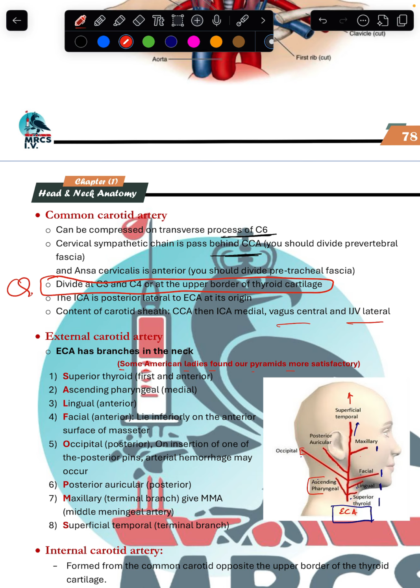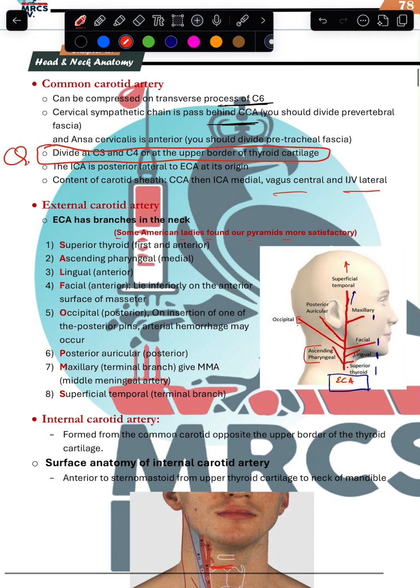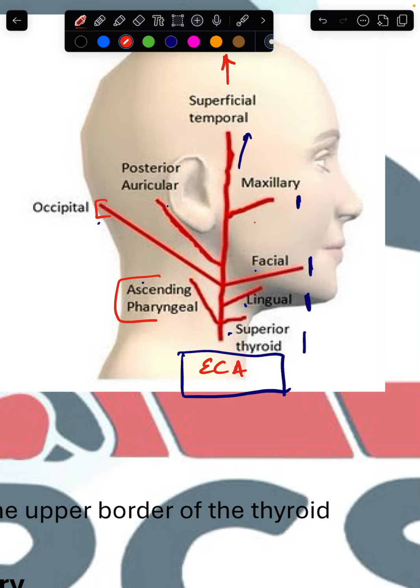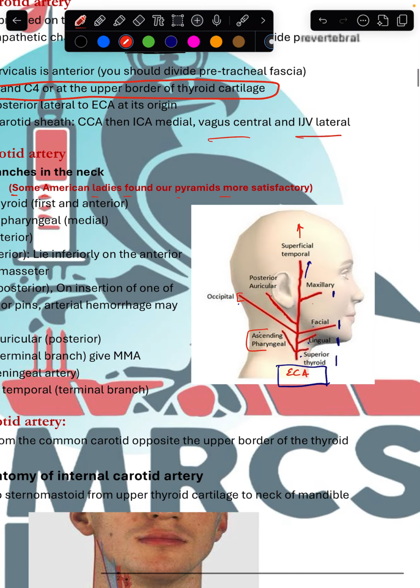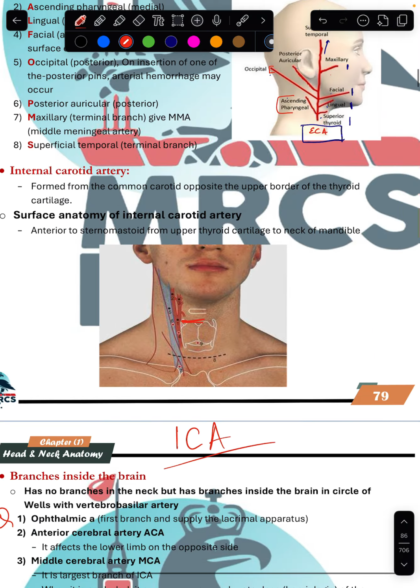Common carotid can be compressed against the cervical vertebra at the C6 vertebra. It divides at the C3 level, at the upper part of the thyroid cartilage, into internal and external carotid. Again, these are the external carotid artery neck branches. We have seen four on the anterior side: superior thyroid, lingual, facial, maxillary; superficial temporal is the continuation. Then posterior: occipital, and ascending pharyngeal artery. So internal carotid has no branch in the neck.